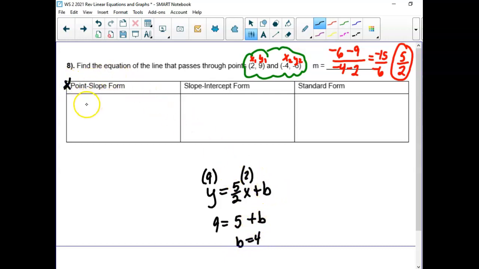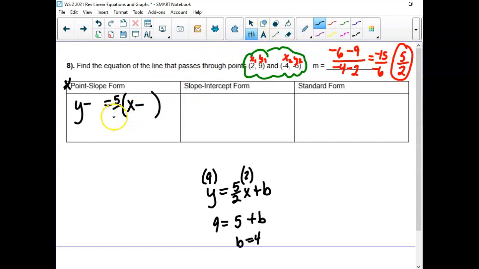So this is where we're going to try. We're going to start here. The slope is 5 halves. So it's y minus some number equals 5/2 x minus some number. Now, that's supposed to be a 2, sorry. Now, it still doesn't look like a 2.